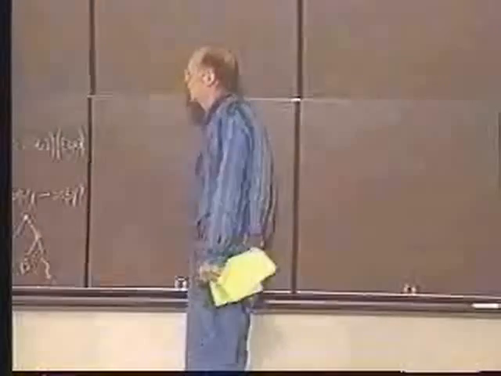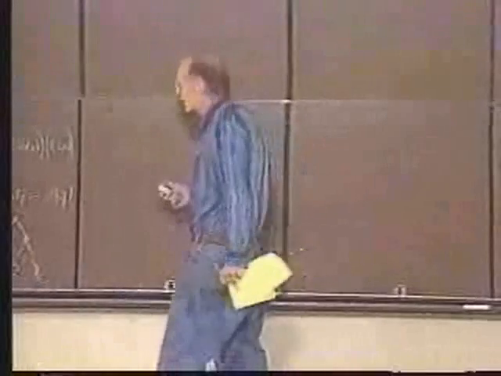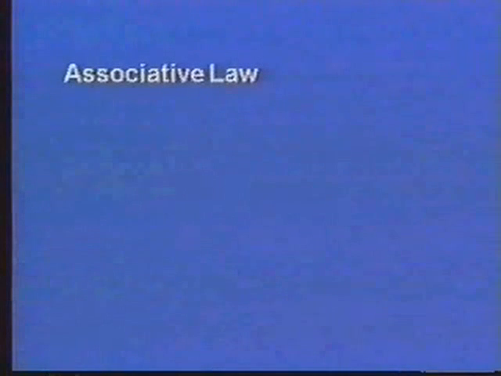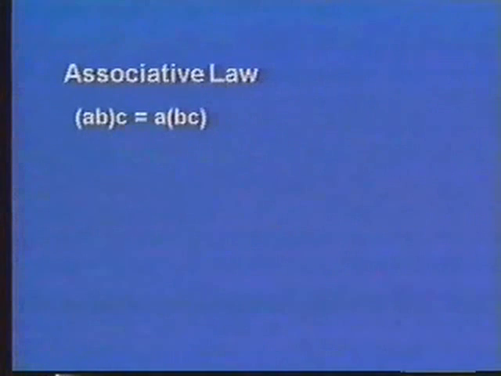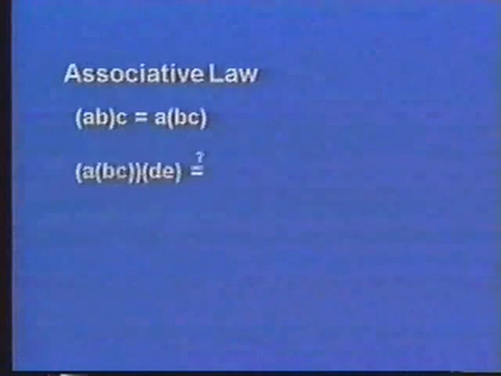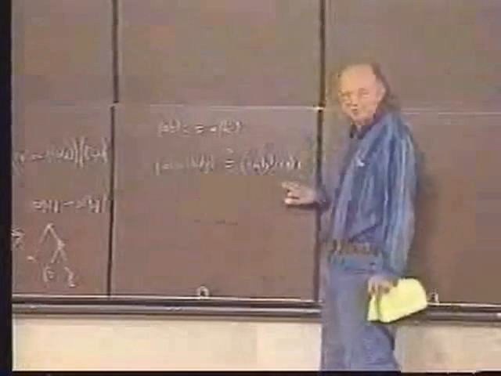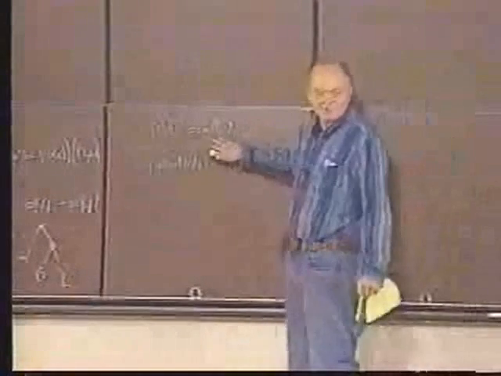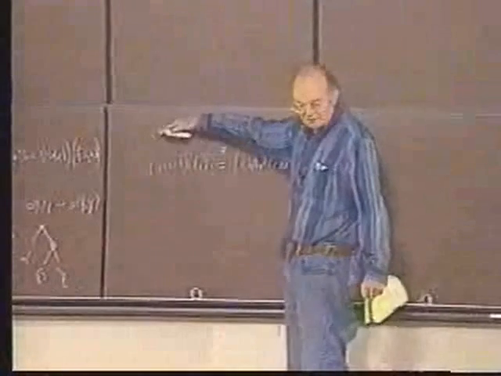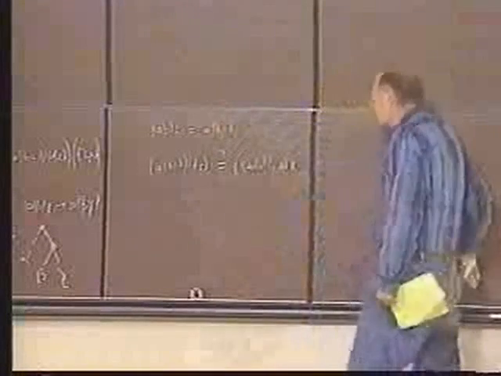When I first learned the associative law in high school, I was given that A B C is equal to A times B C, but one of the things I would have to prove is maybe that A times B C quantity times D E is equal to some messy thing, A, B times C, D times E. And how would you prove that this was equal to this? And you're allowed to use this kind of operation. A, B, and C are variables, not constants.